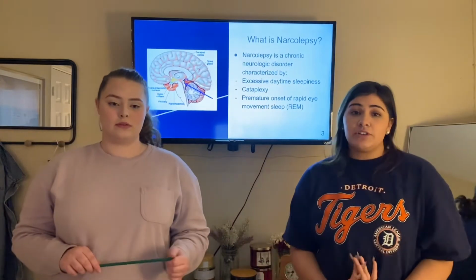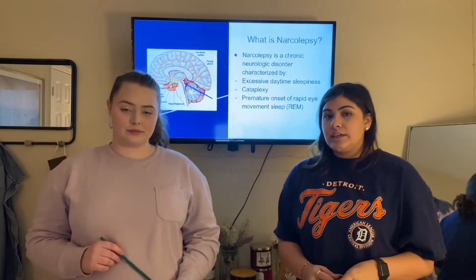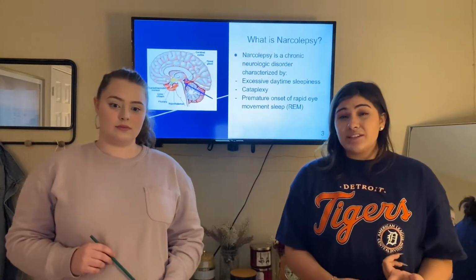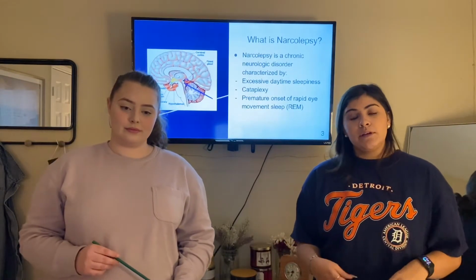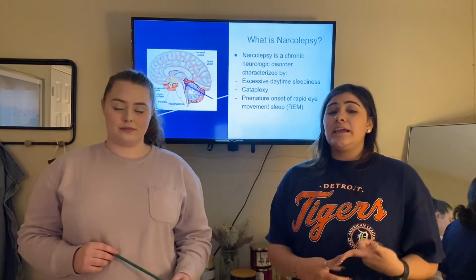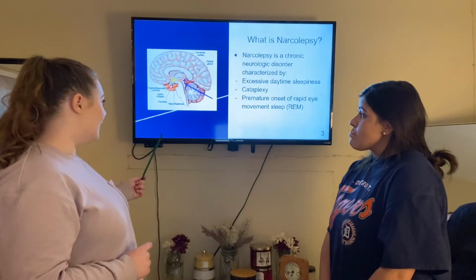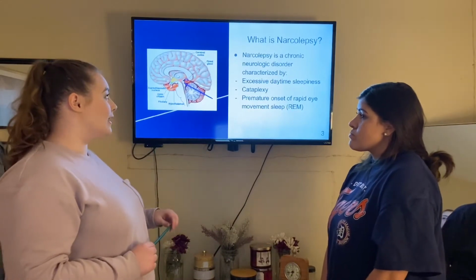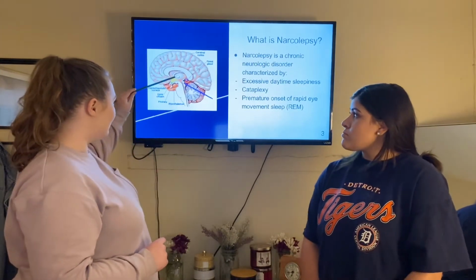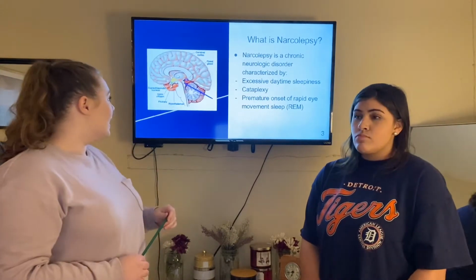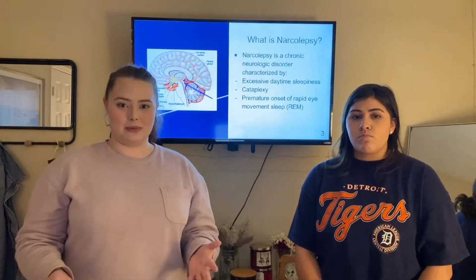So what is narcolepsy? Narcolepsy is actually a chronic neurological disorder which can be characterized by premature onset of rapid eye movement while you're sleeping, which is also known as REM sleep, cataplexy, and also excessive daytime sleepiness. This is a picture of the brain. The part of the brain affected by narcolepsy is the hypothalamus, which is located right here in the little yellow part.